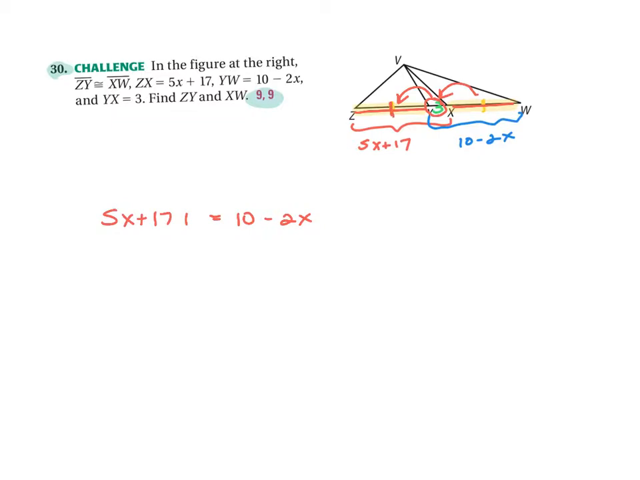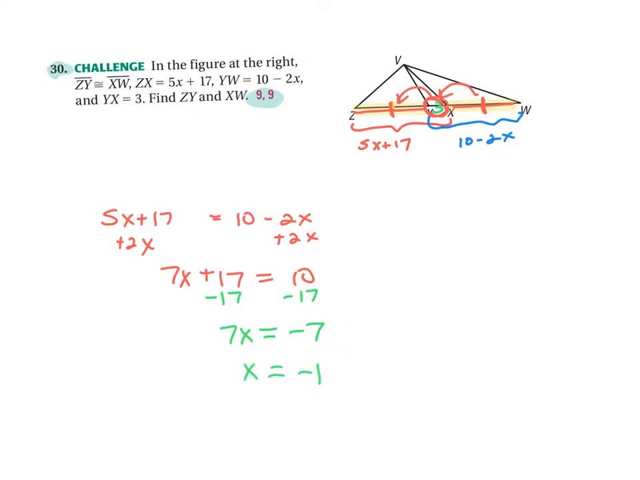Because if I took this, made it congruent to this, and then added 3 to both sides, it would be the same thing as adding 3 to both sides, so I know they're still equal. Does that make sense? So now I'd add the 2x: 7x plus 17 equals 10, subtract the 17, 7x equals negative 7, x equals negative 1.